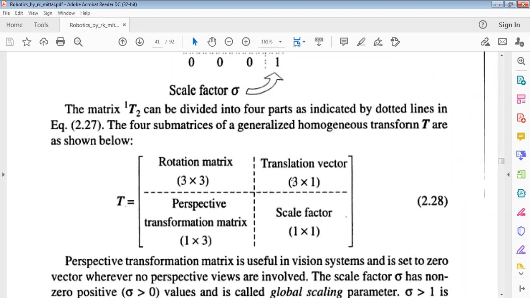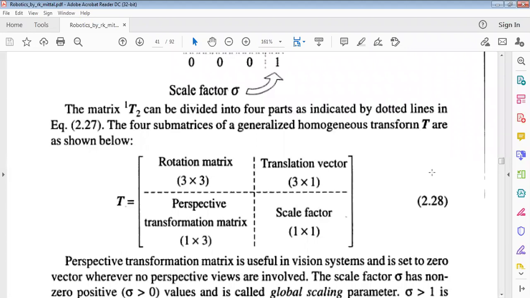This 3 by 1 matrix is always the translation vector. This 1 by 3 row matrix is the perspective transformation matrix. This 1 by 1 part is the scale factor. So what is the use of this perspective transformation matrix?